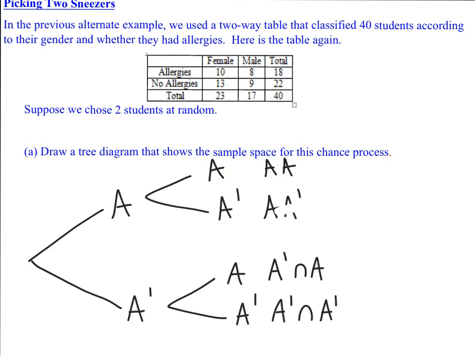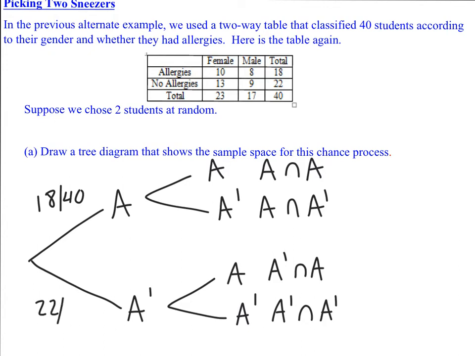I should use that notation up here too, because these are both and, right? Because by the end of the tree diagram, I'm saying both of those happened. First draw, allergies, and second one had allergies. First one had allergies, and the second one didn't. Okay. Now you can throw in the probabilities too. 18 out of 40, 22 out of 40.